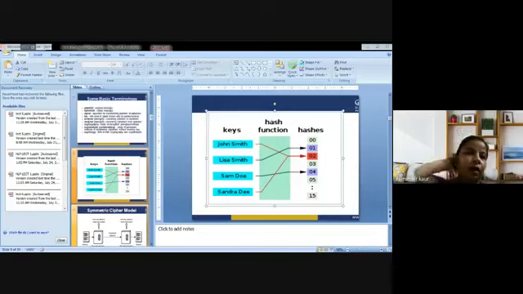Next is implementation. We have already discussed that AES or DES could be used for the implementation. Next is use as a cryptographic primitive. We have already discussed the hash functions here. Next is construction of symmetric ciphers, how we can construct symmetric ciphers.